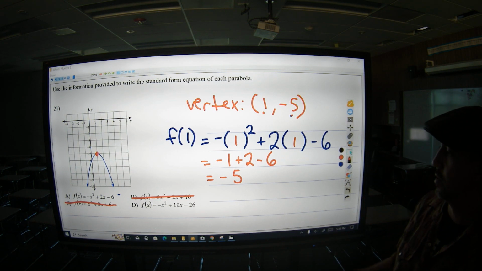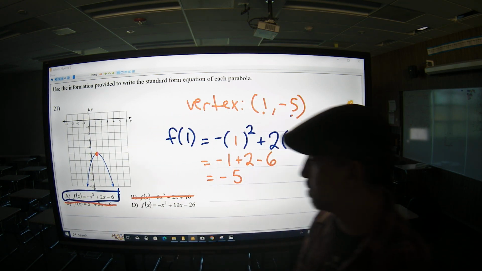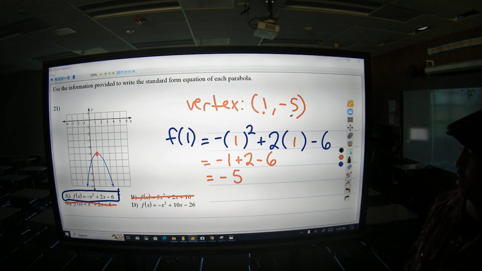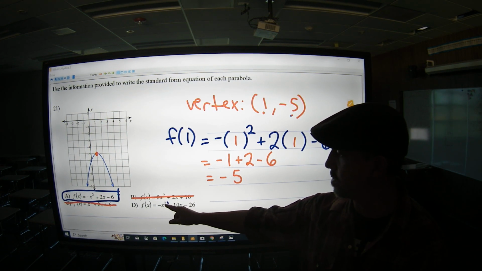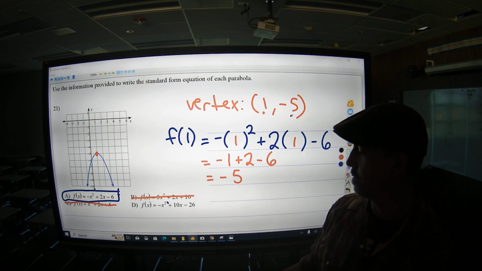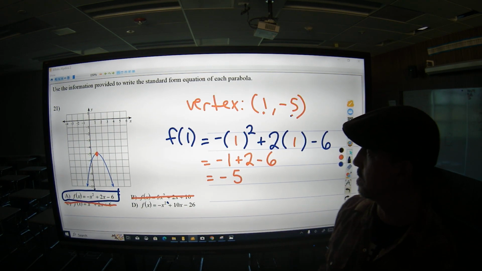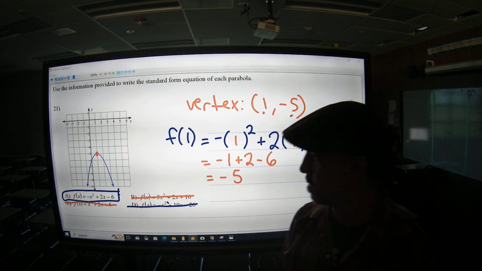And so if you follow my reasoning, we basically figured out that this was the answer. If we really wanted to be sure, then we could try this one too, and plug in 1 into that and figure out what happens. But again, it looks kind of obvious that if I was to do 1 squared, I'd get 1, and that would turn to negative 1. And then I do negative 1 plus 10, which would make negative 9, right? Positive 9. And positive 9 minus 26 will not give me negative 5. So I would be able to eliminate that one also.